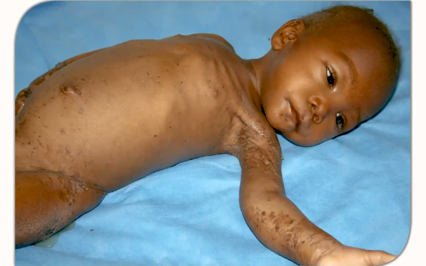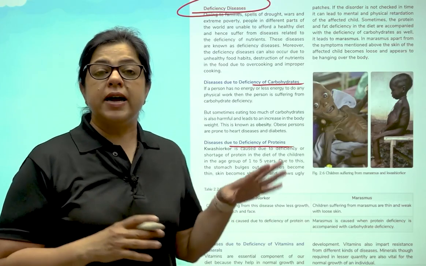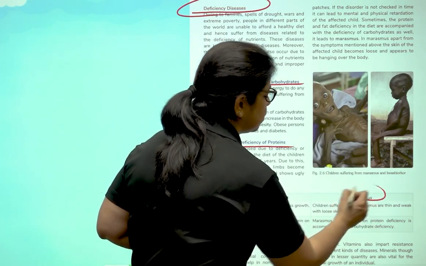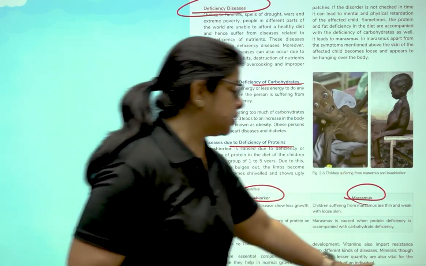The deficiency of proteins and carbohydrates causes marasmus. It is common in children. The body becomes very lean, thin and wrinkled. The ribs become visible.